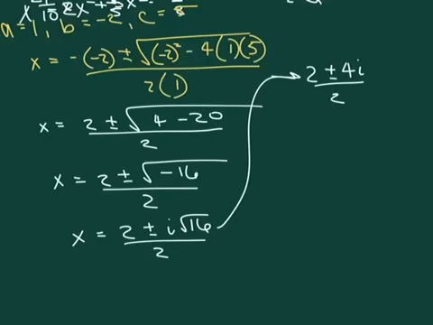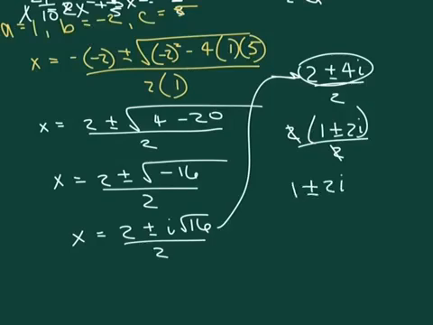All right, so once we have that, we can look at this top and see if it can be simplified. We can pull out a 2. Cancel, cancel. And our answer is 1 plus or minus 2i, which means our x is going to be 1 plus 2i or 1 minus 2i because of that plus or minus sign. And that's it. All right, example number 4.